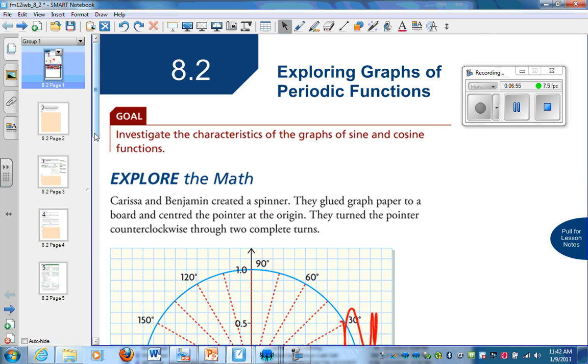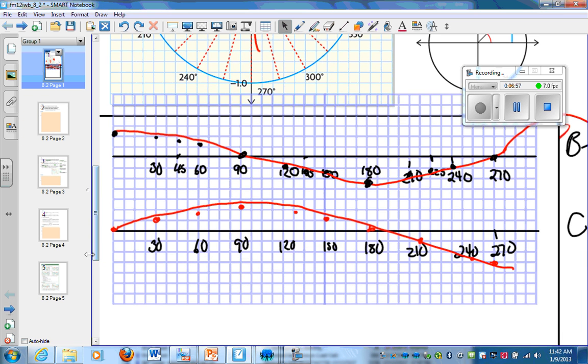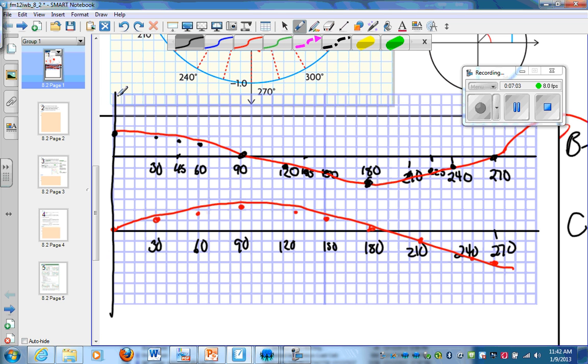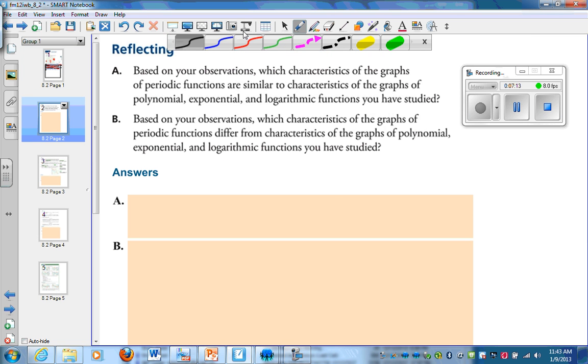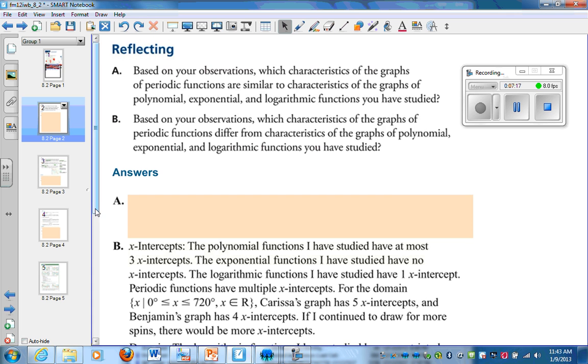So that one intercept, we would have continued on our graph here. If we would have, so this would have been y, and that would have been the intercept. And similar here in this graph, this is y, and that intercept would have been there. Okay, so based on your observations, what is different?